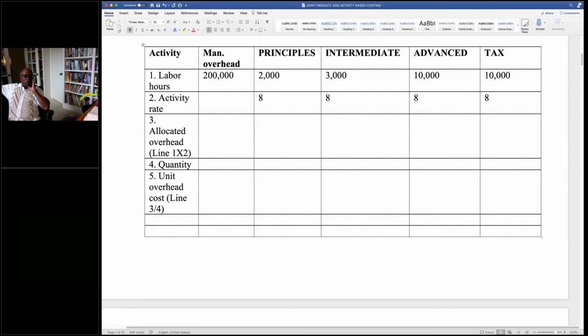All right, so number 3. We're going to multiply. First one, 8 times 2,000, so it's going to be 16,000. This is going to be 24,000. This is going to be 80,000.